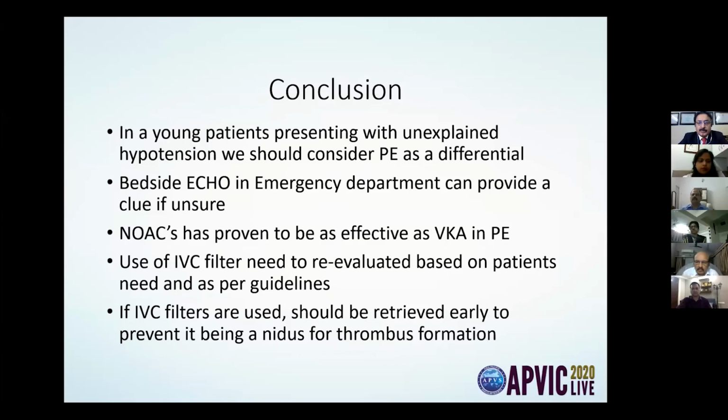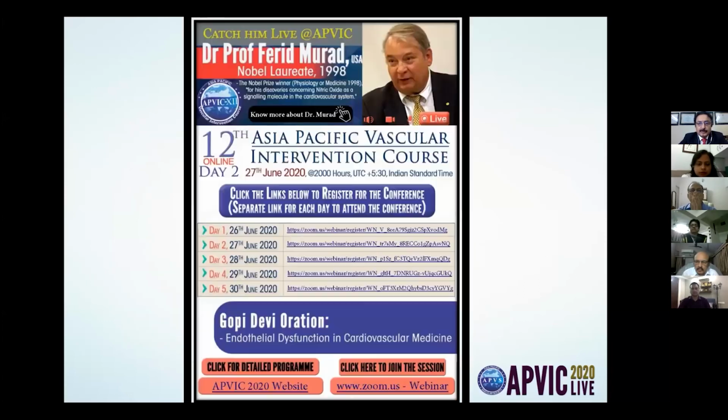NOACs have proven to be as effective as VKA in pulmonary embolism and PVT. The use of IVC filters needs to be reevaluated based on the patient's need and as per the guidelines. If IVC filters are used, they should be retrieved as early as possible because they are a nidus for future thrombus formation. I'll end my talk here, and then we have another presentation on a different thrombosis, and probably we can take the questions together.